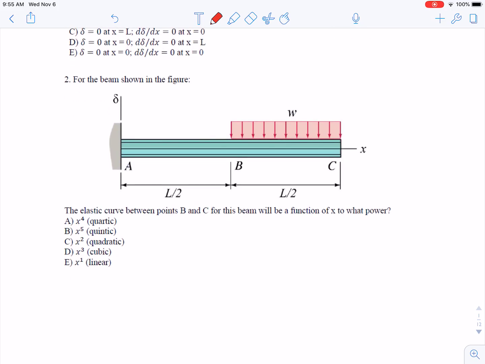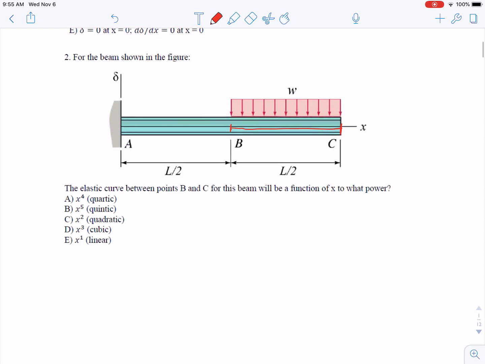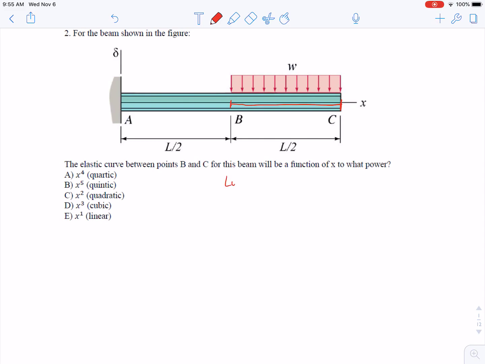And for the second one, for the beam shown in this figure, the elastic curve between point B and C for this beam will be a function of x to what power, where our focus will be here from point B to point C. Well, on this section, you can see that the loading applied to it is a constant distributed load, right? So that is to say, our load is a constant.